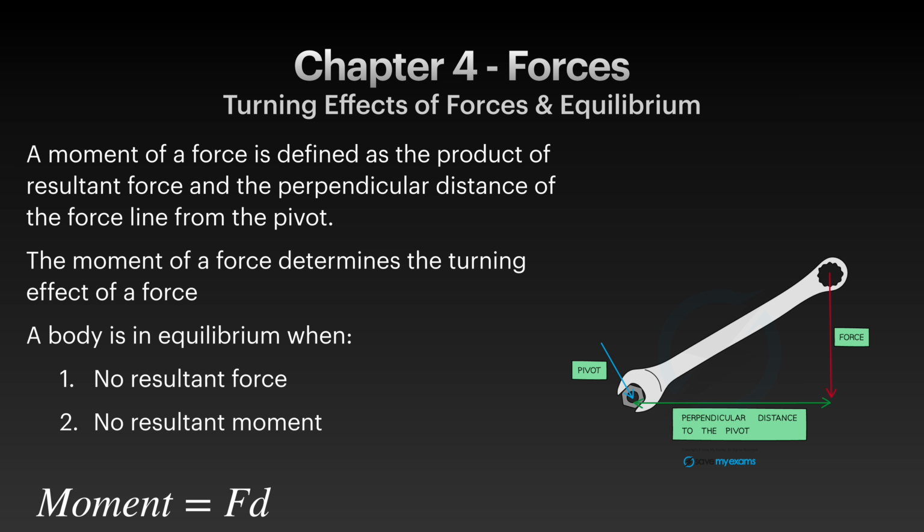Next is the concept of the turning effects of forces, also called moments. The formula to calculate the moment of an object is force times the perpendicular distance from the pivot. It tells us how effective a force is at rotating an object. When an object is balanced, the total clockwise moments equal the total anti-clockwise moments. This is called the principle of moments.